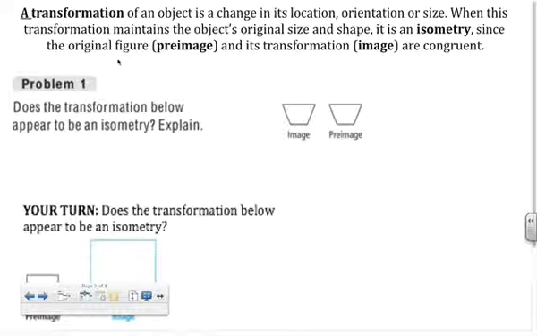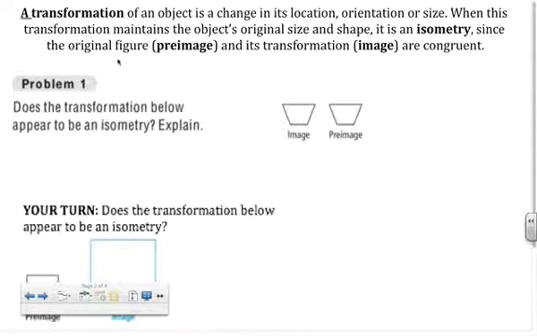So you might hear me talk in terms of before and after. That's pre-image and image. When the pre-image is congruent to its image, that makes the transformation an isometry. So I mentioned that we're going to be talking about taking a figure and moving it. If I take a figure and I move it, is that an isometry, yes or no? Yes. The pre-image is congruent to the image.